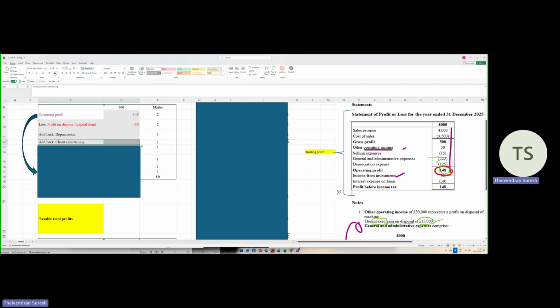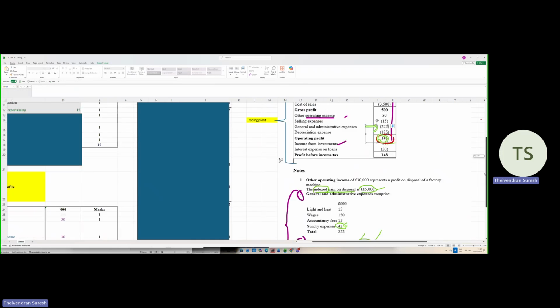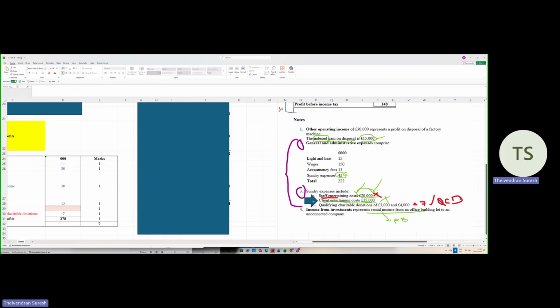Why did we add the client expense back? Because the client expenses within this 222,000 were deducted as an expense in the accounting books. We are now applying the tax rules. Tax rules would not allow client entertainment cost. It is disallowed. Now the next item is qualifying charitable donations, a total of 7,000.